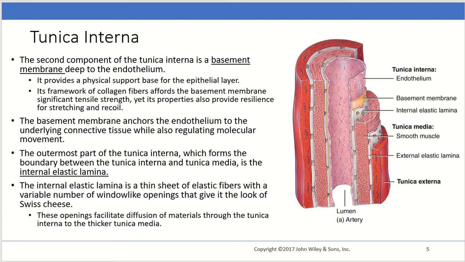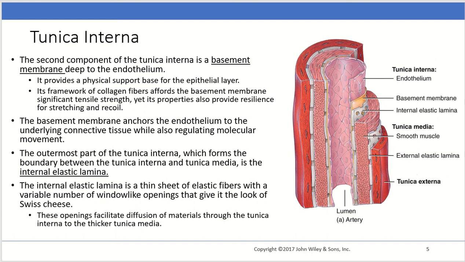This is going to provide a physical support base for the endothelial layer, and it's also going to be used as a framework of collagen fibers. It's going to allow the basement membrane to provide a significant amount of tensile strength, and this is also going to allow it to maintain its properties to provide resilience for stretching and recoiling.